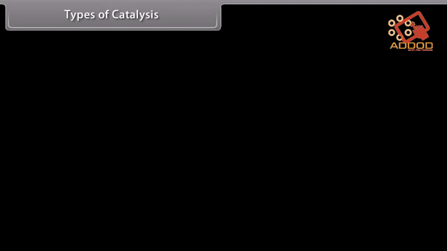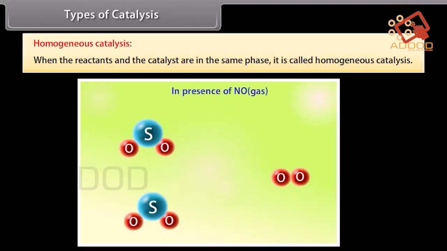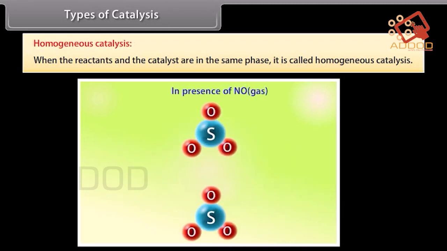Types of catalysis. The catalysis reactions are of two types: homogeneous catalysis and heterogeneous catalysis. Homogeneous catalysis: when the reactants and the catalyst are in the same phase, it is called homogeneous catalysis. For example, oxidation of sulfur dioxide into sulfur trioxide in presence of nitric oxide in the lead chamber process for the manufacture of sulfuric acid. Reactants, sulfur dioxide and oxygen, and the catalyst, nitric oxide, are all in the same gaseous phase.